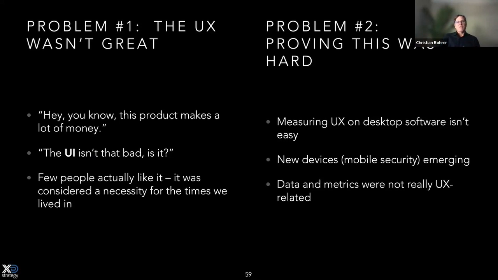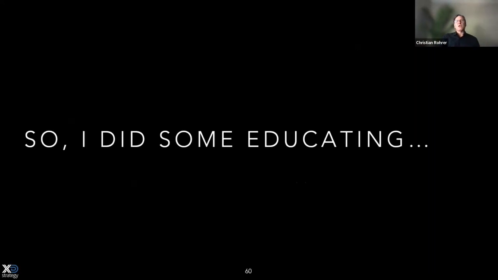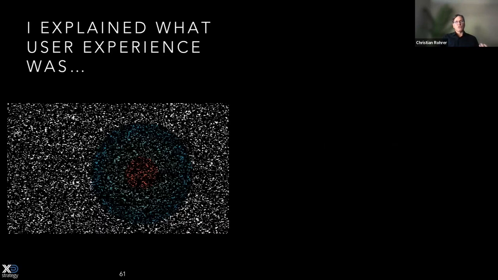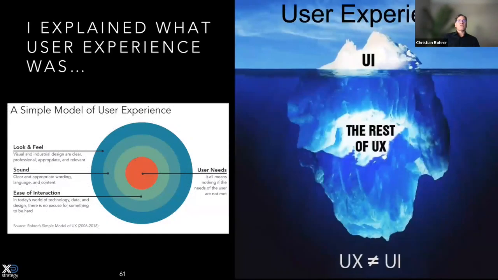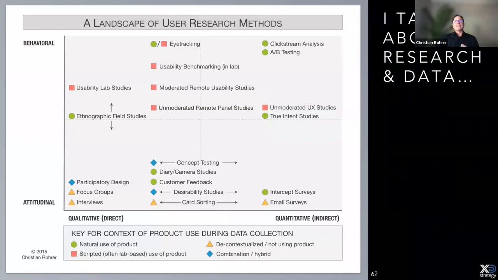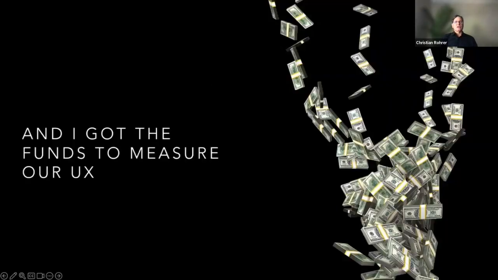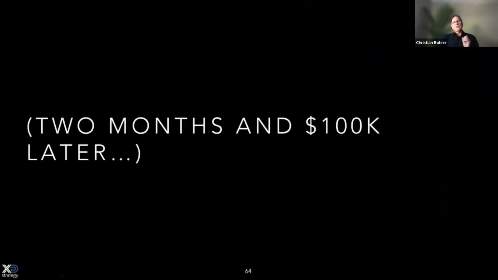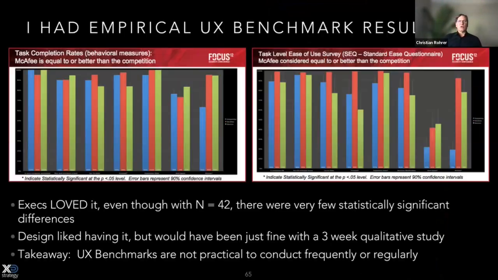So I found and hired. I did a bunch of educating with people. I tried to tell them all about what user research was, how it's only one part of it. I showed the landscape, and then I basically got money to do this. It was really benchmarking, and that was the big win of the day. But it took me $100,000 and 2 months to do a benchmark of 3 desktop products side by side: Kaspersky, McAfee, and Norton. And I had results.